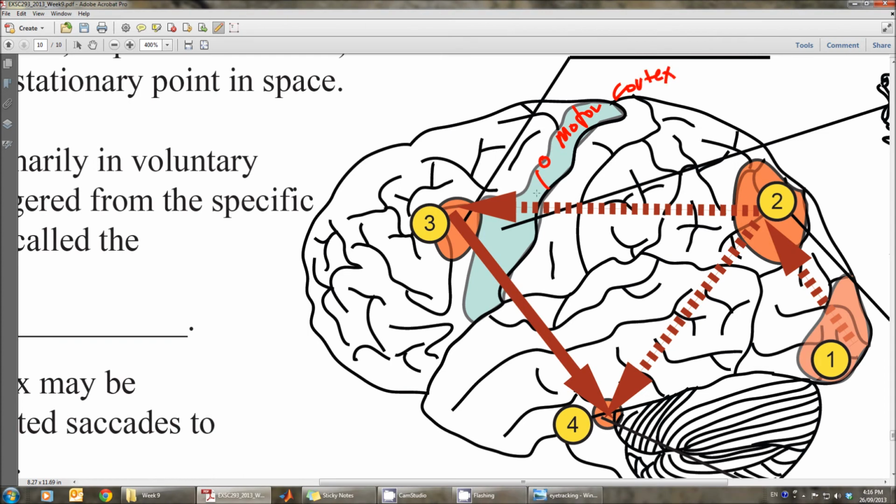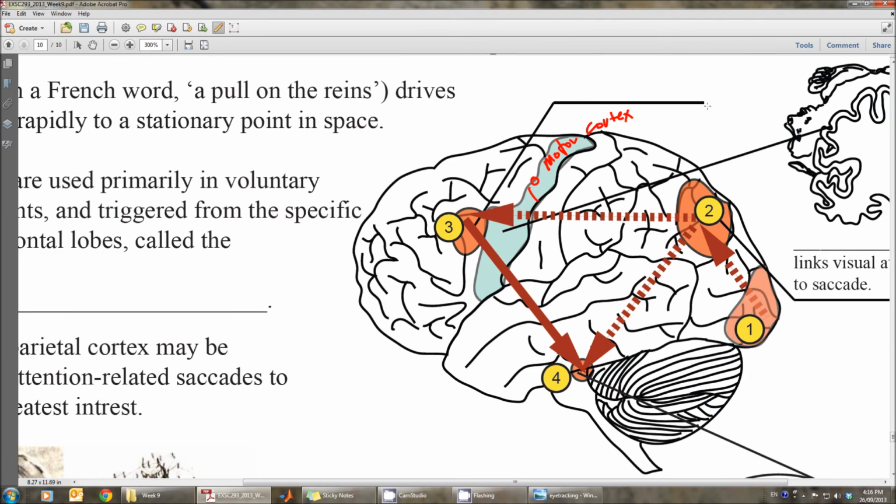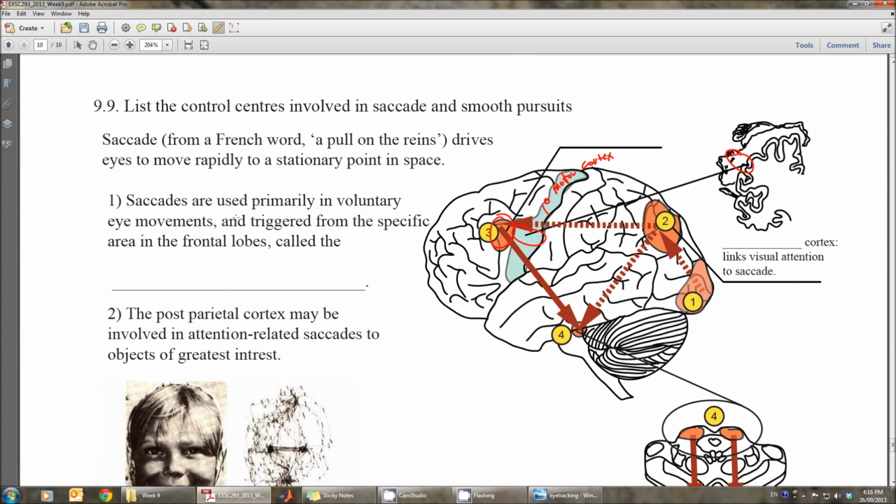And it's anteriorly positioned around the homunculus of the eye area. So this is the homunculus. Let's say this is the homunculus of the eye area of the face, and the frontal eye field is located anteriorly to that particular homunculus. So this is the frontal eye field. And that's where you can initiate the voluntary saccades.